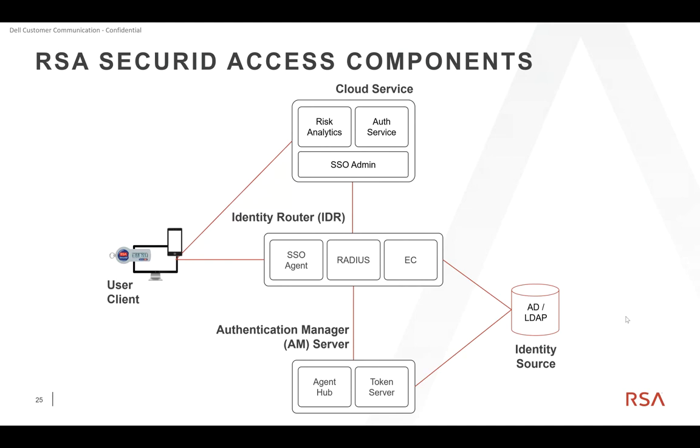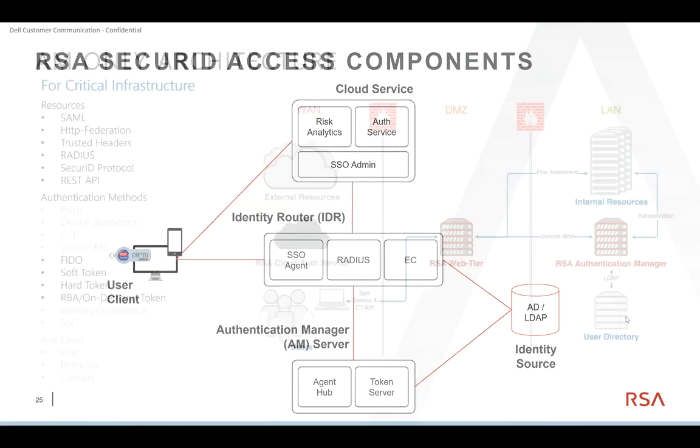So the identity router, managed from the cloud, provides single sign-on and multi-factor authentication. Authentication Manager is the on-prem solution and supports different features like 2FA, software token, and hardware token. And for sure, you can have both of them as a hybrid model. You have the cloud model for the identity router and the on-prem model for Authentication Manager, and this is what we will see now.